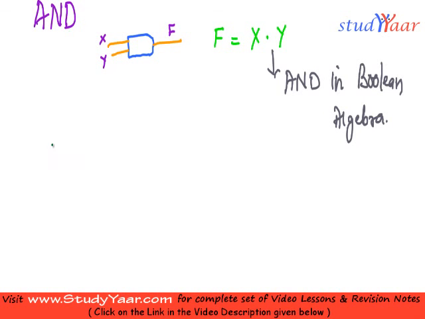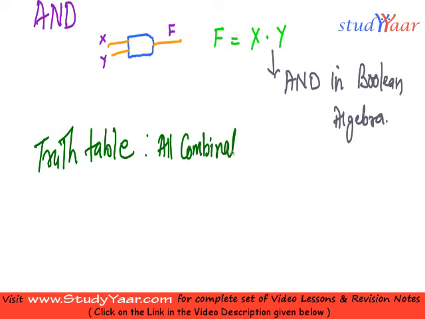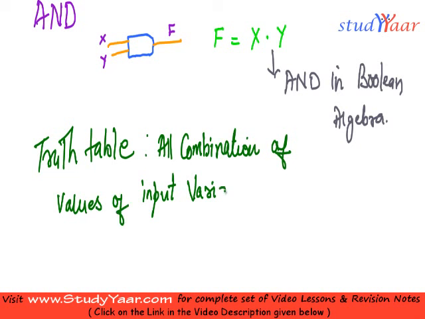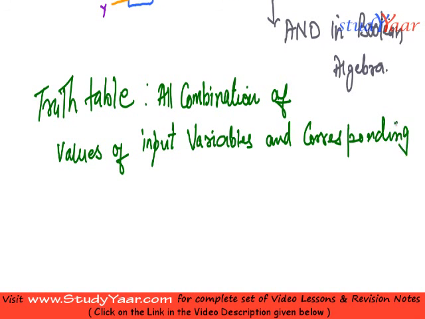Let me define truth table. Truth table is something that gives me all combinations of values of input variables and corresponding output variable. This is a truth table.